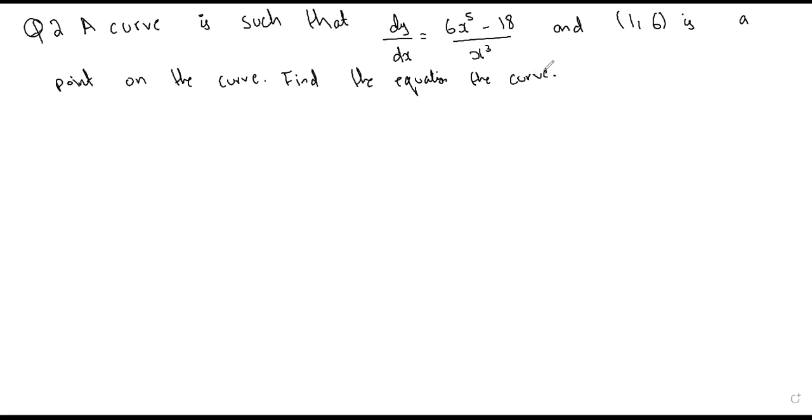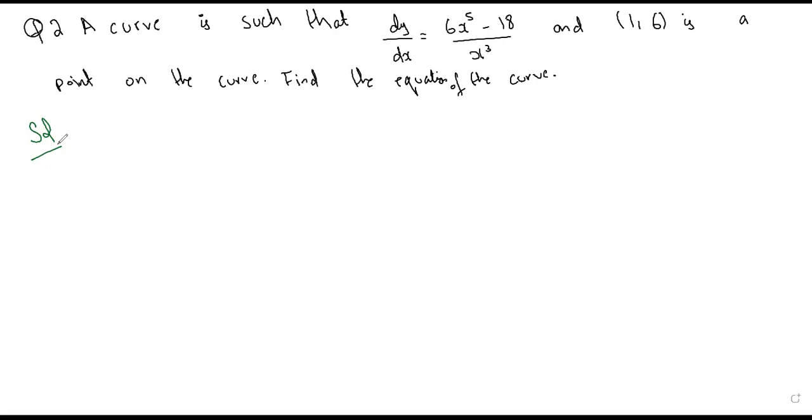This is the question. Achara, what exactly is the statement? Please focus, both of you. A curve is such that dy by dx is 6x to the power 5 minus 18 over x cubed. Now there's a curve. You do not have the equation of that curve, but you have the derivative of that curve. Other than this information, you have been told that 1, 6 is a point on the curve. Now you have two pieces of information and you need to use them to find the equation of the curve.